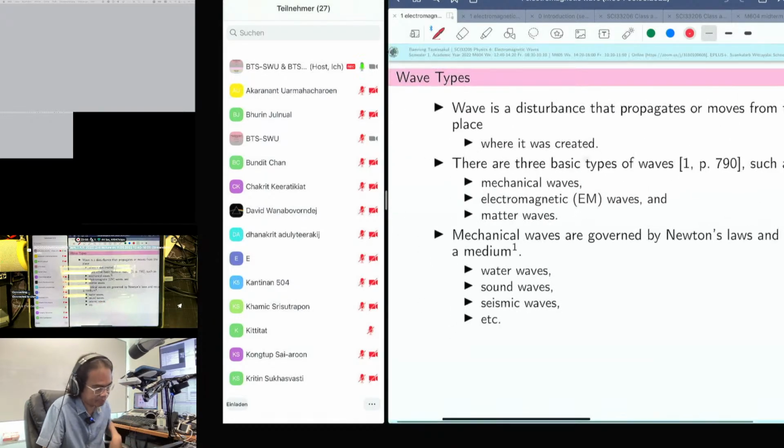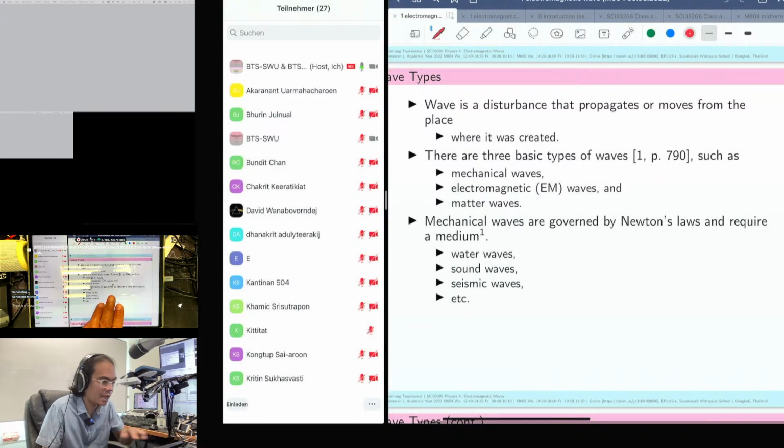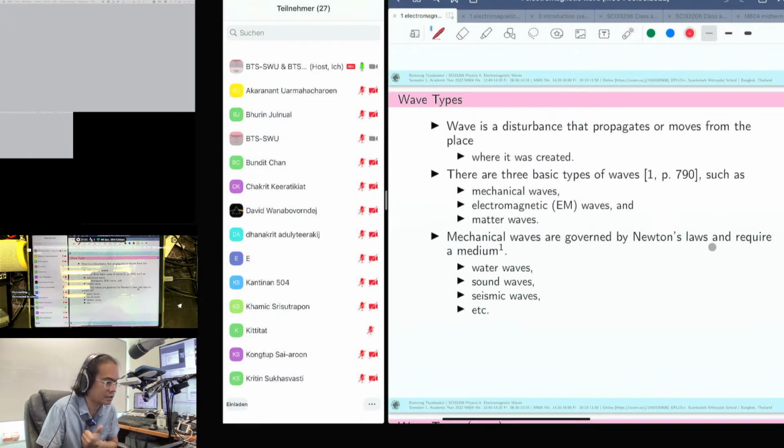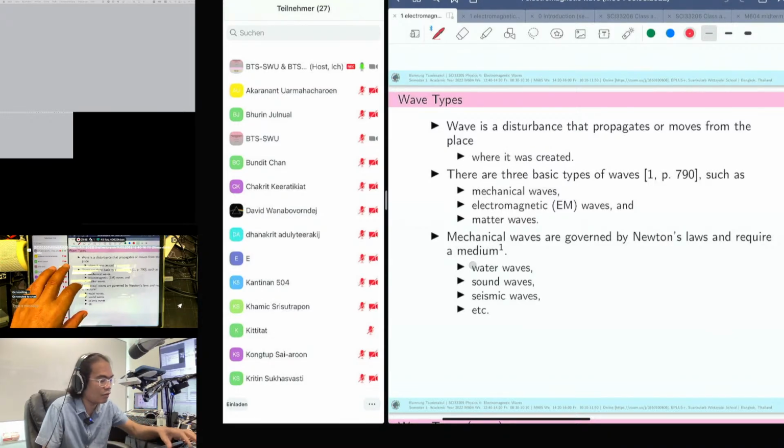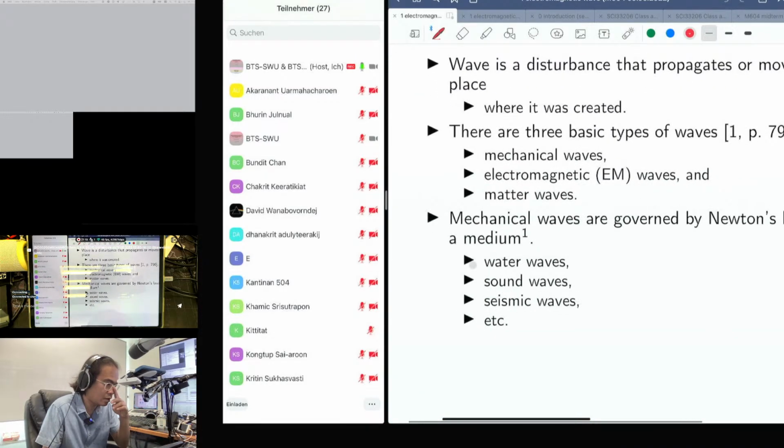Mechanical wave can be described well by Newton's law. That's the classical law in physics. The mechanical waves need to have a medium, the substance that the wave will propagate through. Examples of mechanical waves are water waves.